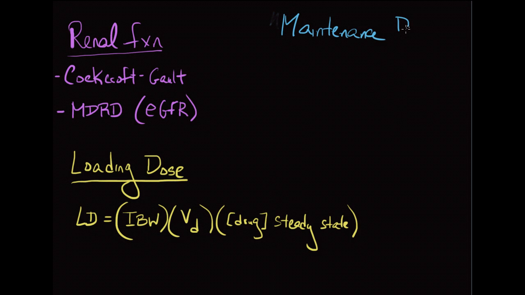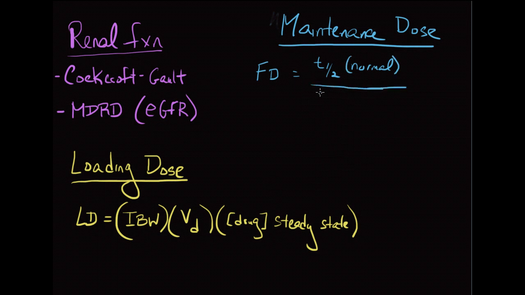Now that I've loaded the patient, how much medicine do I give subsequent to my load? And that's also pretty simple to figure out. The first step in figuring this out is what's known as the fractional amount of the drug. So the percent of the loading dose that you're going to administer as a maintenance dose, that's represented by FD. And that's going to equal the half-life of the drug under normal conditions divided by the half-life of the drug in CKD.